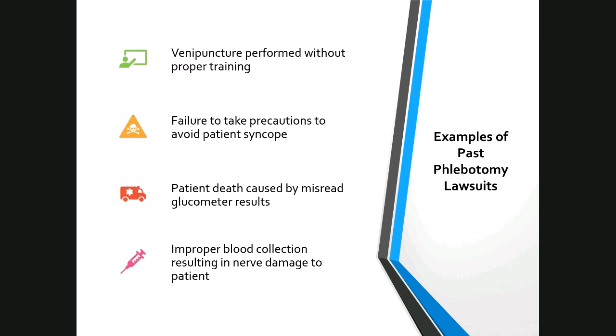And again, all of these examples of past lawsuits are completely preventable and can be avoided. So, examples of past phlebotomy lawsuits: venipuncture performed without proper training, failure to take precautions to avoid patient syncope, as we talked about previously, patient death caused by misread glucometer results, and improper blood collection resulting in nerve damage to the patient. In all of these, they give an example in your textbook. Please make sure to read those examples because it's critical to understanding why there was a lawsuit present.